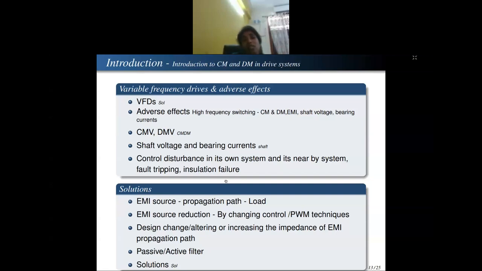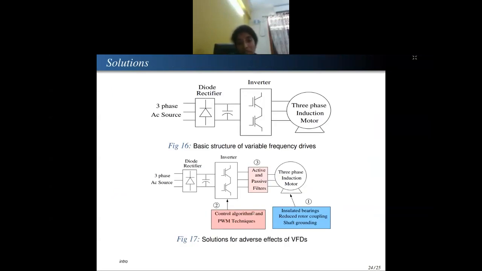There are n ways and methods: how to reduce some solutions, how effective they are, how I can simplify the solution, and so on. So overall, these are all the solutions you can give for EMI reduction. This is summarized here for the propulsion system in figure 17. You can look at it.